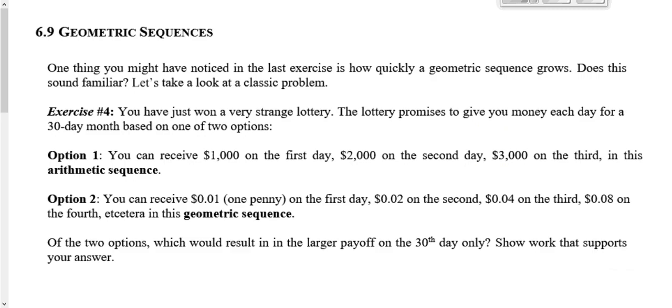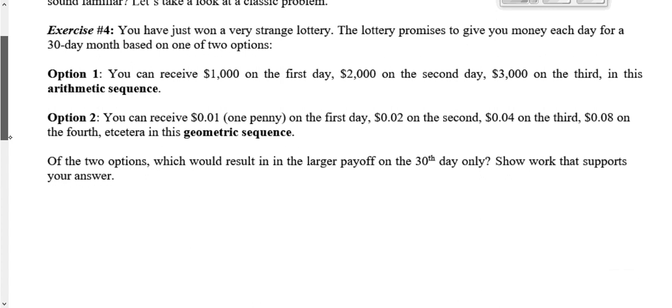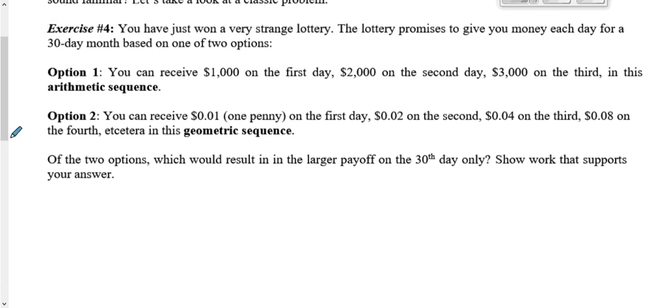Let's move along here, see if we can enhance the understanding. All right, here's one that's interesting, actually. You just won a strange lottery. The lottery promises to give you money each day for a 30-day month in one of 2 ways. You have 2 options to collect your money from the lottery winnings here.